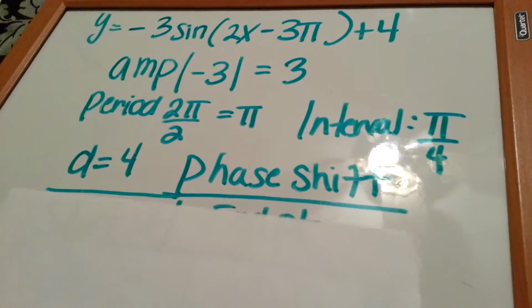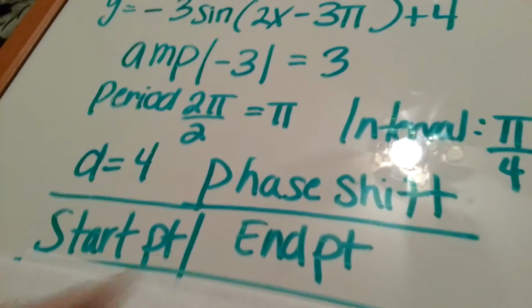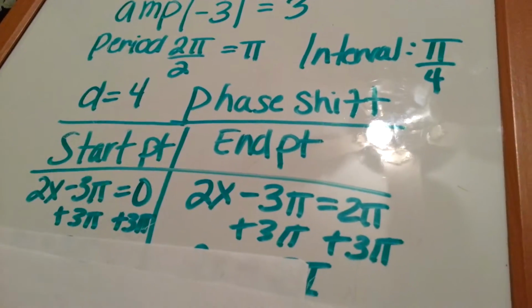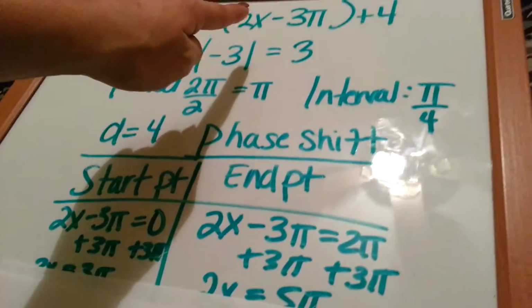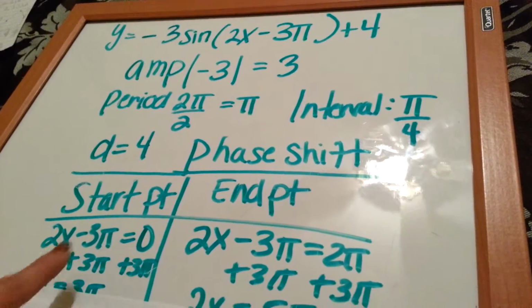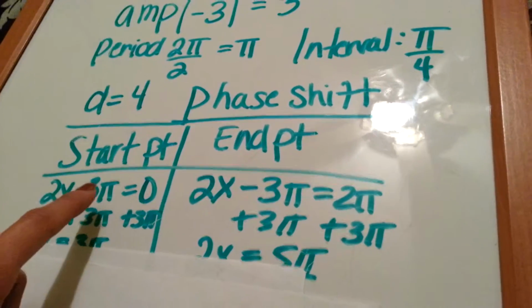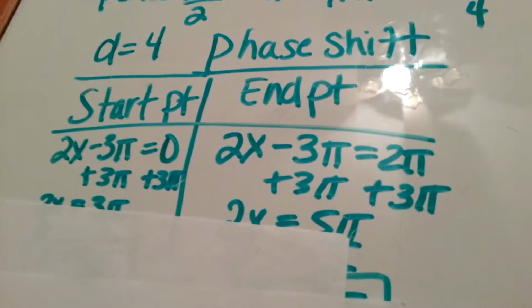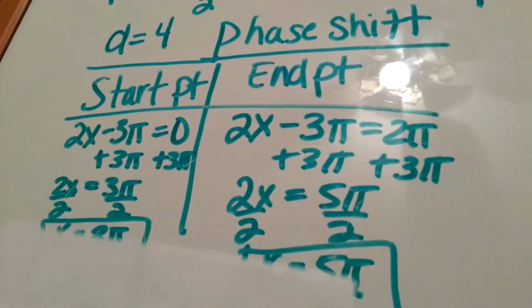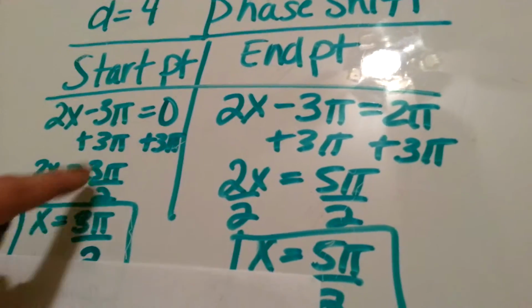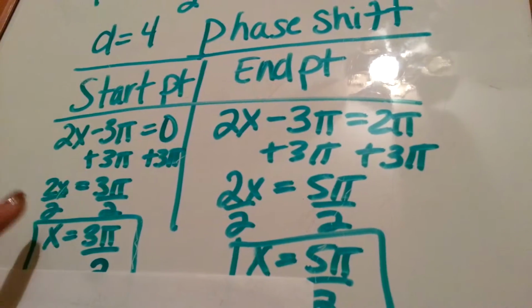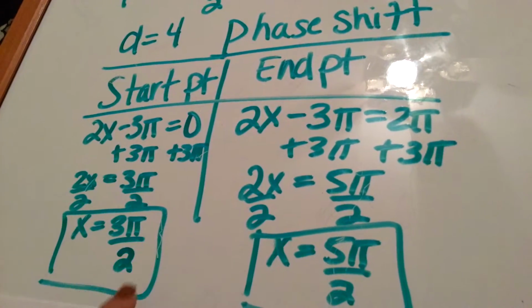Then we're going to do our phase shift, where we start with a starting point and an ending point. We take whatever's in the parentheses, which is up here: 2x minus 3 pi. We're going to do that down here, 2x minus 3 pi, and make it equal to 0. Then 2x minus 3 pi equal to 2 pi. We add 3 pi to both sides, giving us 2x equals 3 pi. Then we divide by 2 to get rid of the 2 and leave x by itself, giving us x equals 3 pi over 2.